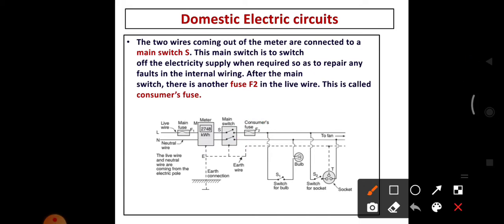So up to this I explained the live wire, the main fuse, the meter box, then the main switch, then the consumer fuse. Both the fuse wires are connected in the live wire, not the neutral wire. The live wire is positive and the neutral wire is negative.